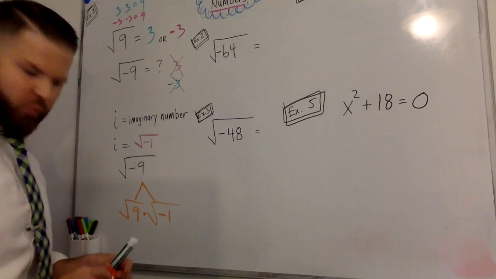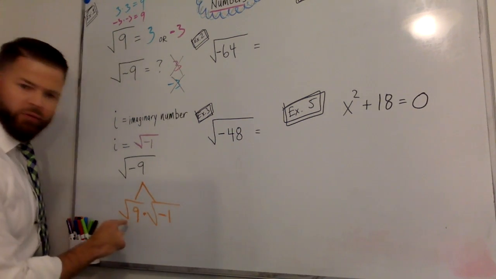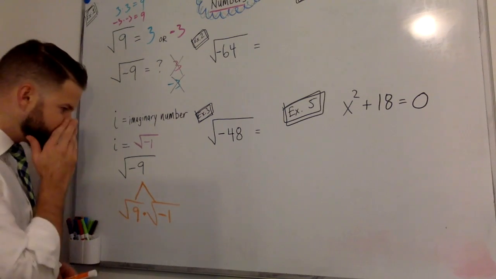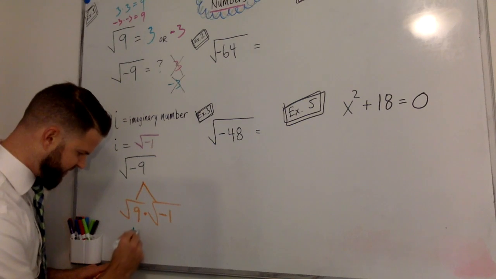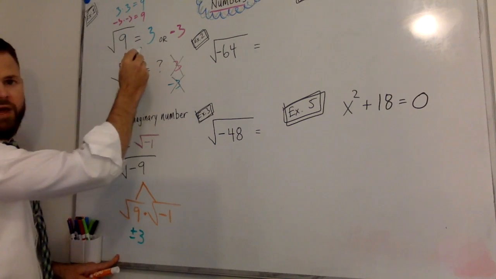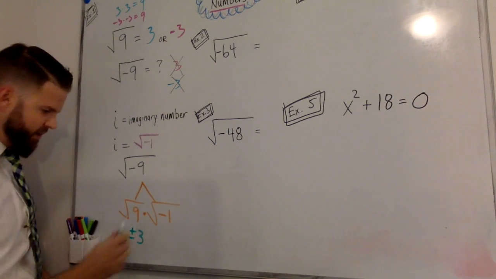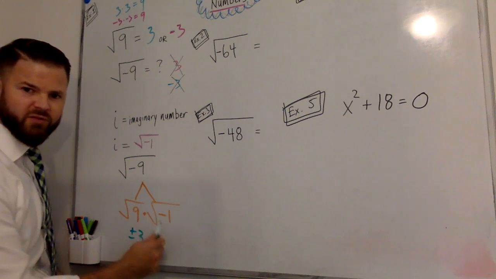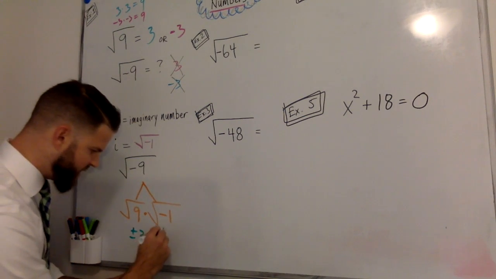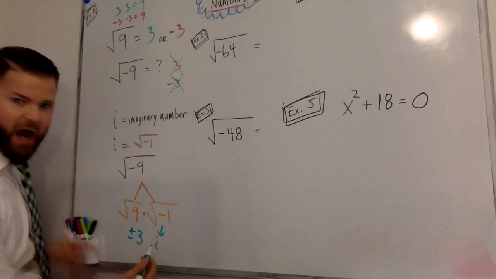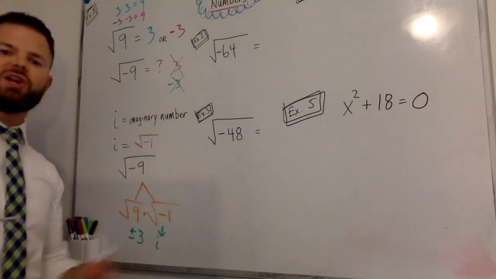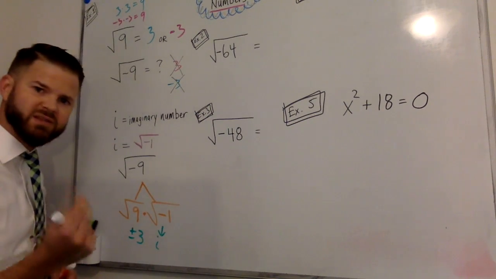From here, it makes a little bit more sense. You know the square root of 9, what's that? Plus or minus 3. That's going to be a plus or minus 3. You told me that up here, right? Positive or negative 3. Now this little guy, the square root of negative 1, is always going to spit out an i. An i right here. That's my imaginary number. That's how I'm going to make this thing work.